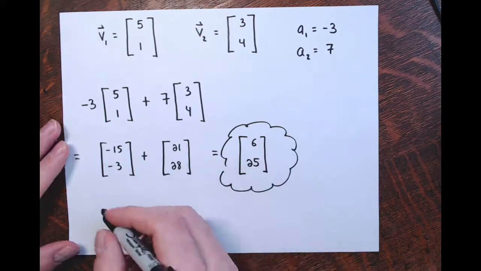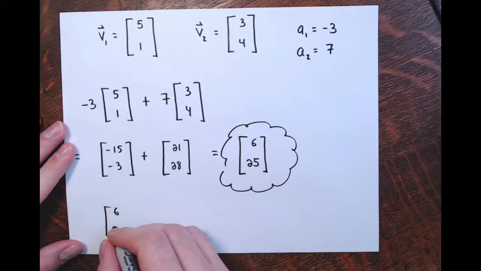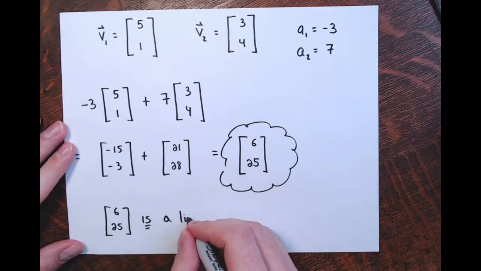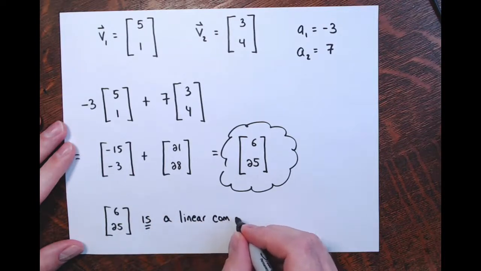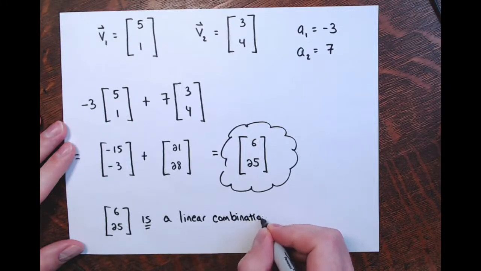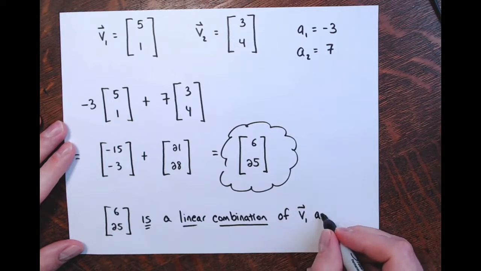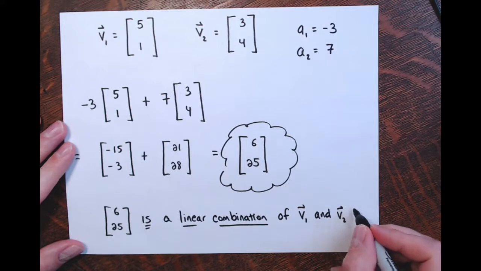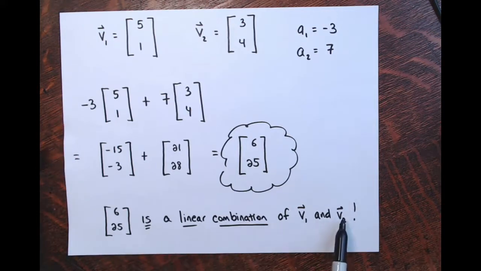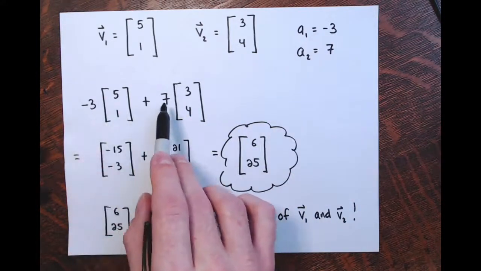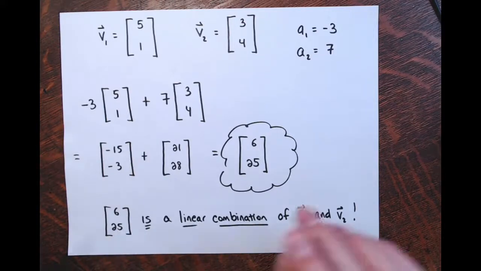So what we would say here is that the vector 6, 25 is a linear combination of v1 and v2. That is how we would say this. All this means is that I can get this vector by multiplying the first vector by a scalar, multiplying the second vector by some scalar, and adding them up, which we have done here with the weights negative 3 and positive 7 to get this vector.